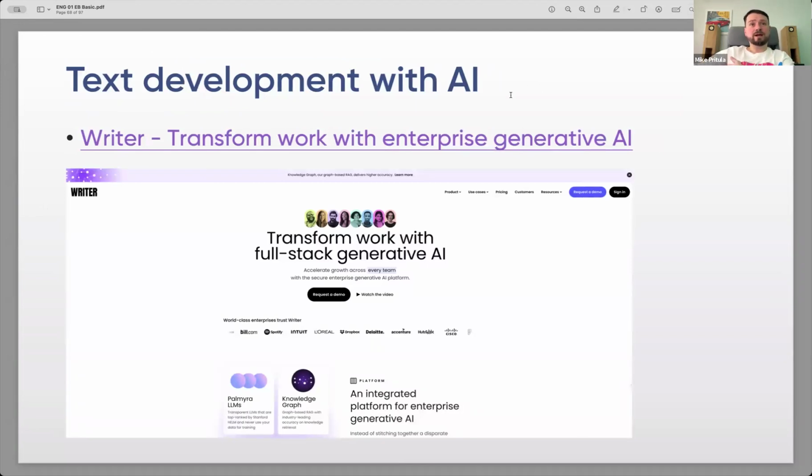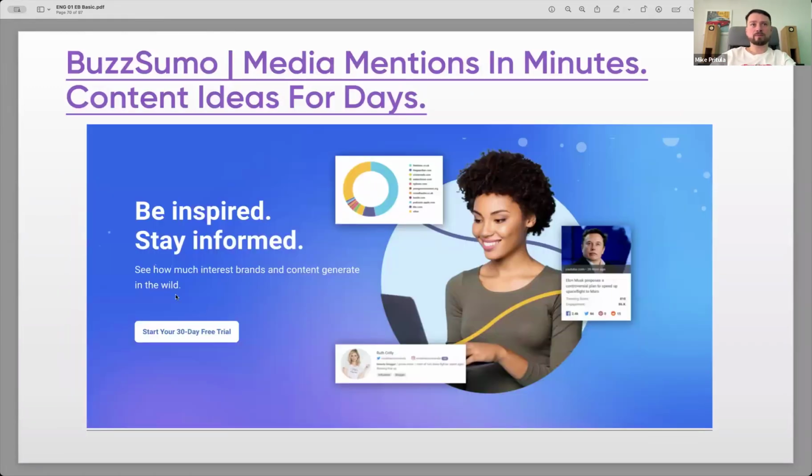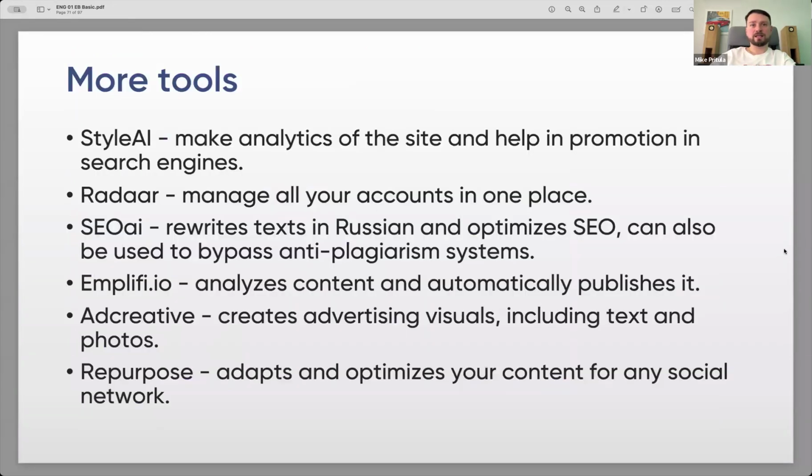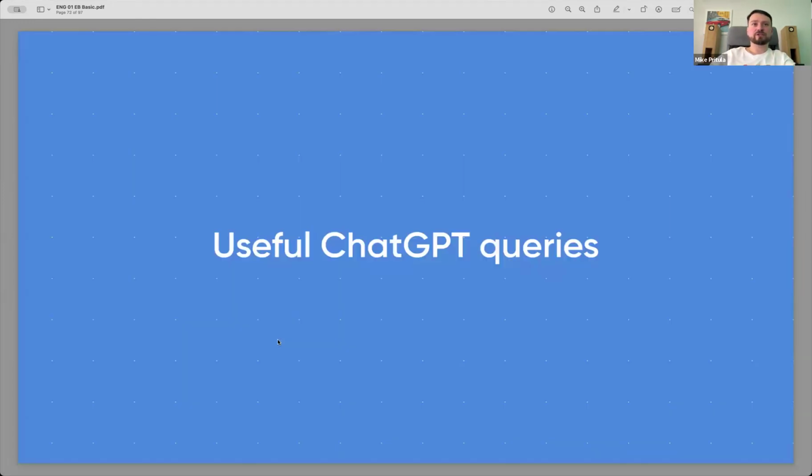Text development. Writer helps you to write any kind of text, blog post, social media post, anything. Brand monitoring. Employer brand index, LinkHumans. Brandwatch, again for monitoring your employer brand on social media. And much, much more. So just a set of other AI tools. And if you want to go deeper and learn even more tools, you may visit this AI tool master list, with copywriting, design assistance, and so many other directions.